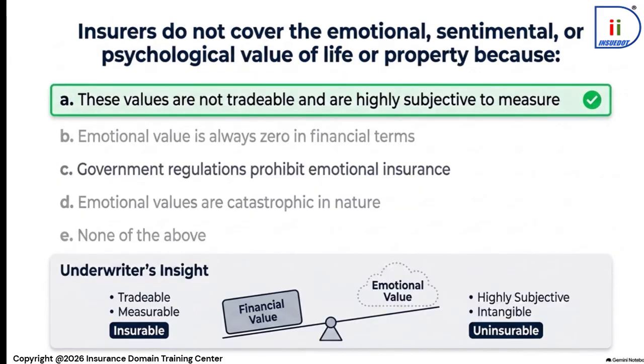The correct answer is option A. These values are not tradable and are highly subjective to measure. Please note that the insurers are concerned only with the financial value of life and property because emotional and sentimental values are highly subjective and hard to measure since they are not tradable.